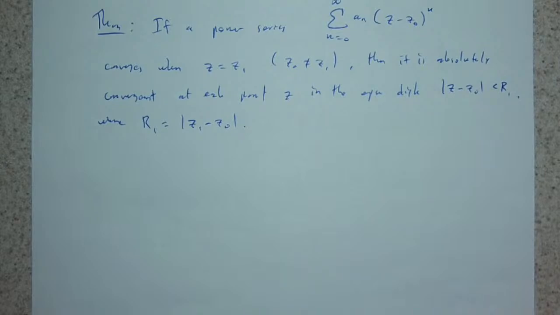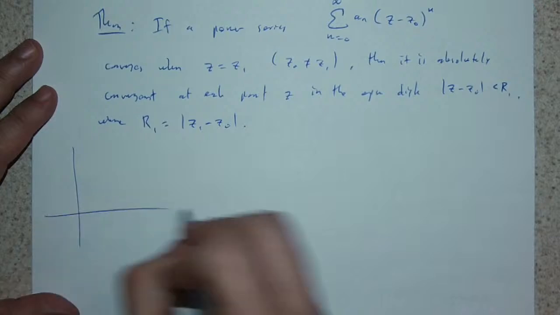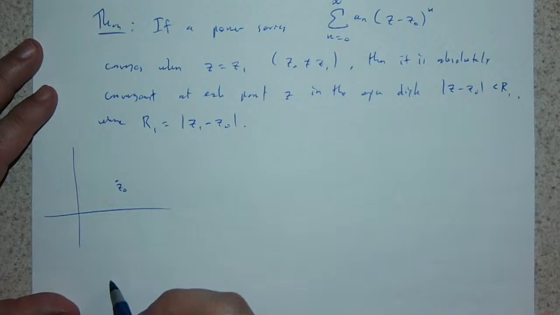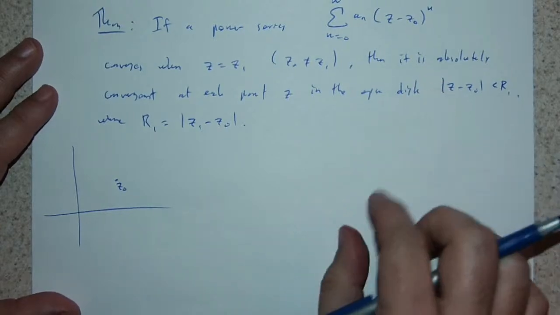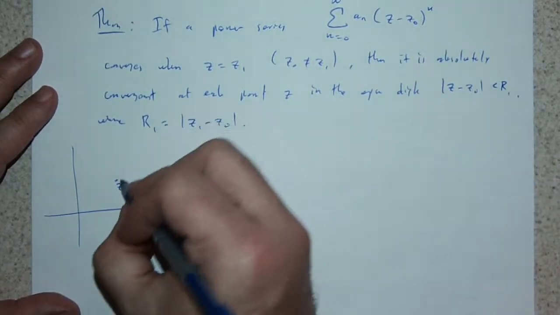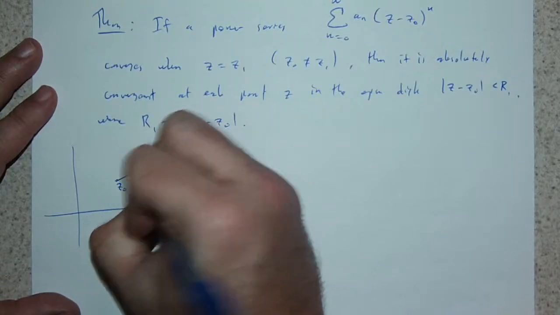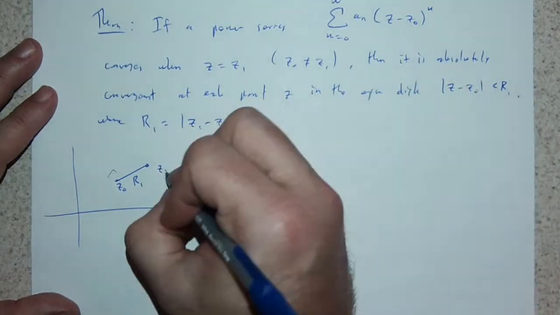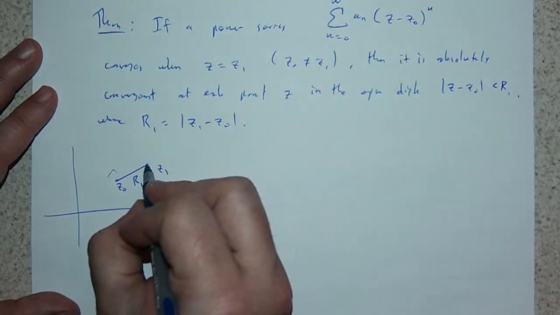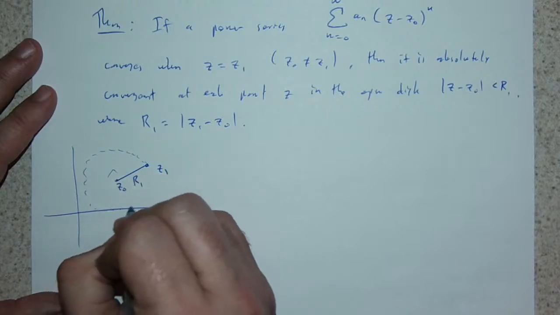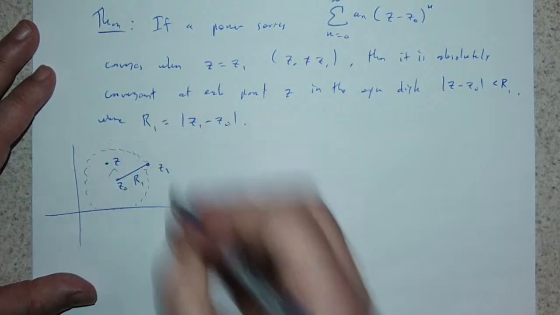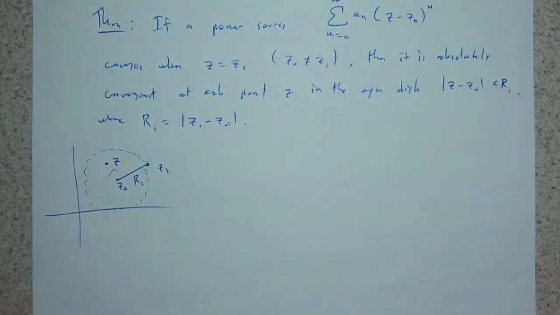So in the picture here, your power series is expanded about z naught. The disk that you're talking about here is a disk of radius r sub 1. This is the distance from z naught to z sub 1, which is a point where this power series converges. And so what we have here is convergence for every point z belonging to that open disk. So we have absolute convergence of the series for that.